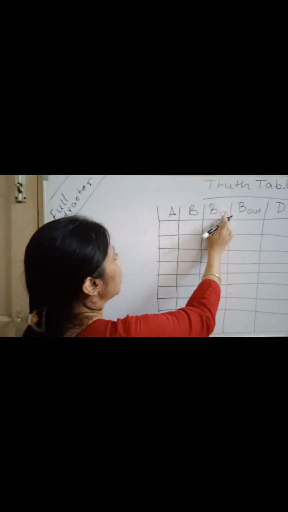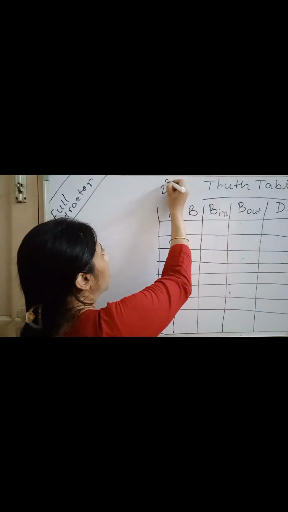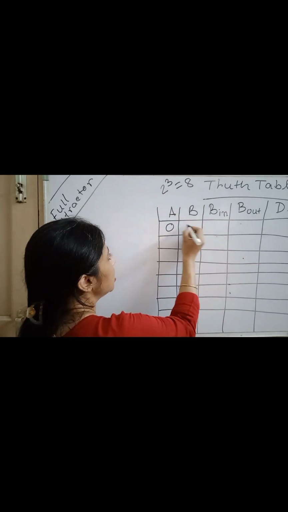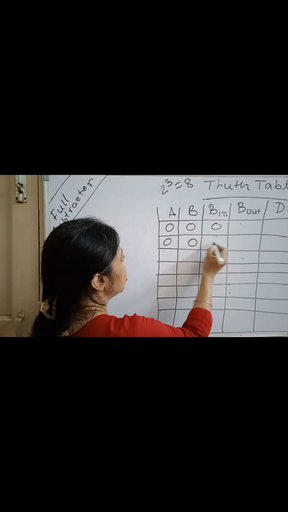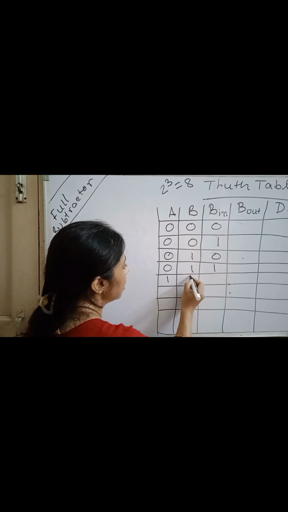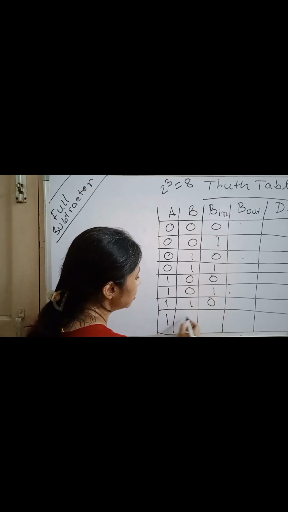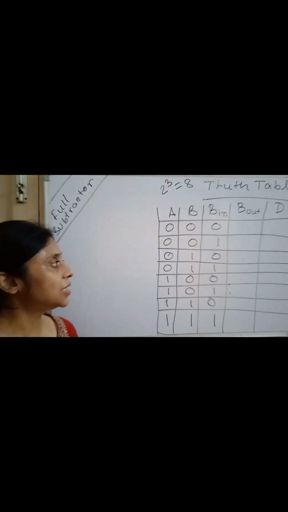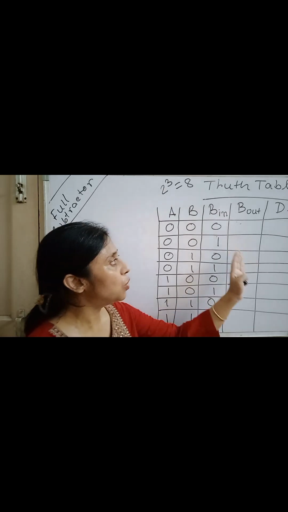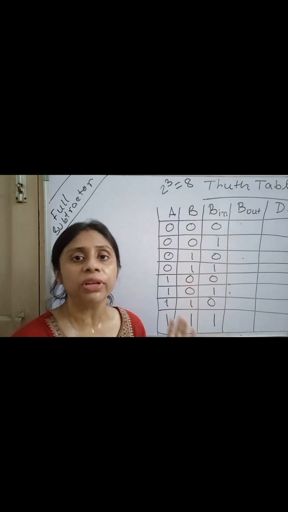Now, as there are 3 inputs, how many input combinations will be there? That will be 2 to the power of 3, that is 8, right? So what are the input combinations? 000, 001, 010, 011, 100, 101, 110, 111. So these are the 8 possible input combinations. Now we will have 2 outputs, difference and borrow out or B out, for each individual input combination.